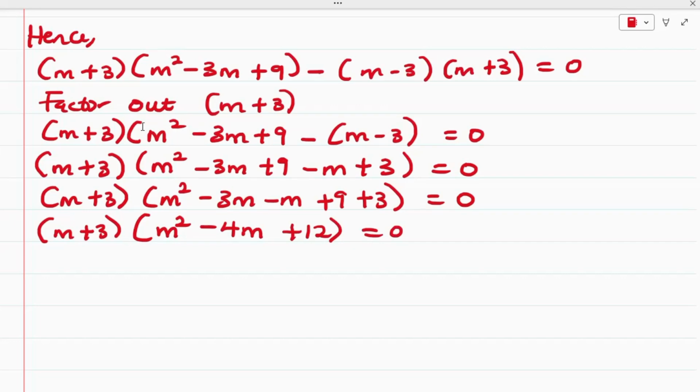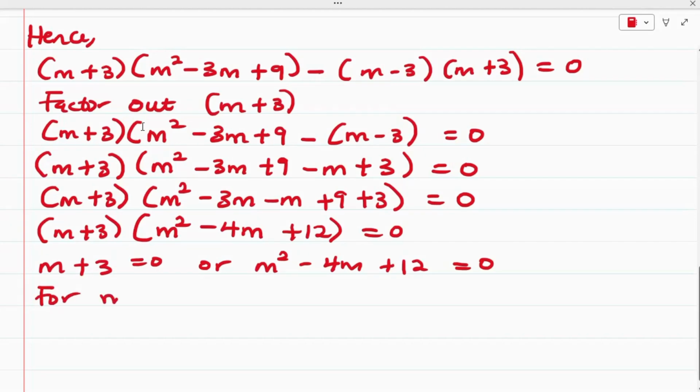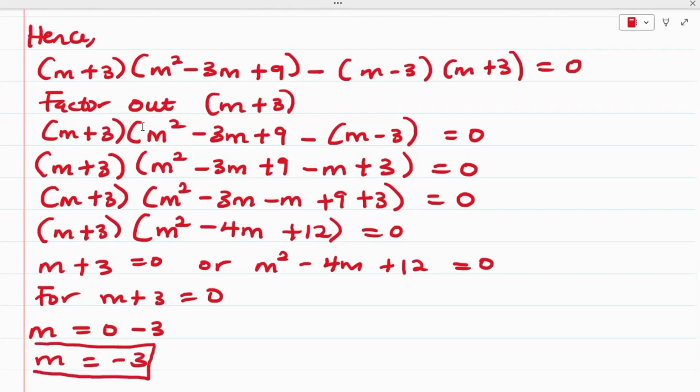And this is equal to 0. So from here we have that m plus 3 is equal to 0, or m squared minus 4m plus 12 is equal to 0. So we are going to solve for these two differently. Solving for m plus 3 equals 0, we have m equals 0 minus 3. If this crosses an equal to, it turns to a negative sign. So m is equal to 0 minus 3, which gives us minus 3. So right here we have the first value for m.